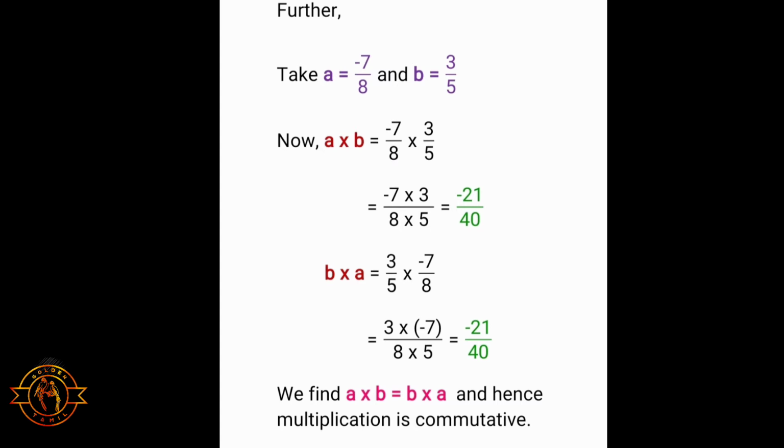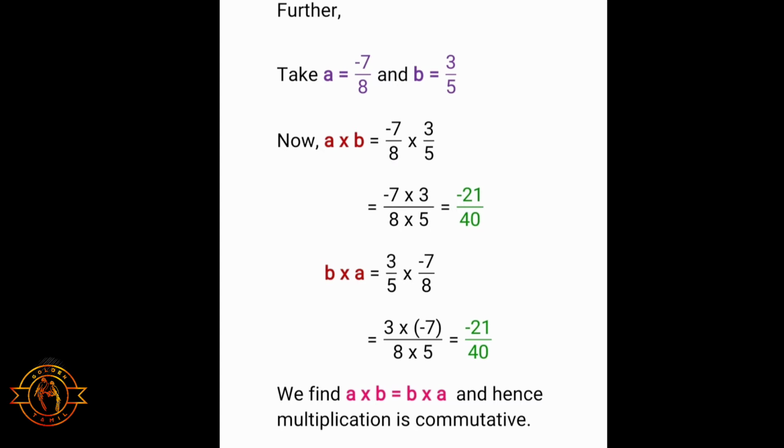And in the same way, what is b into a? Yes, it is 3 by 5 into minus 7 by 8. What is 3 into minus 7? Yes, it is minus 21. And what is 5 into 8? Yes, it is 40. And at the end, we get b into a is equal to minus 21 by 40.